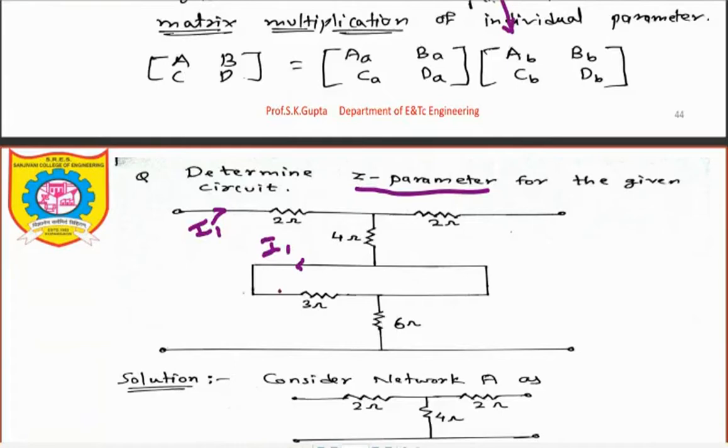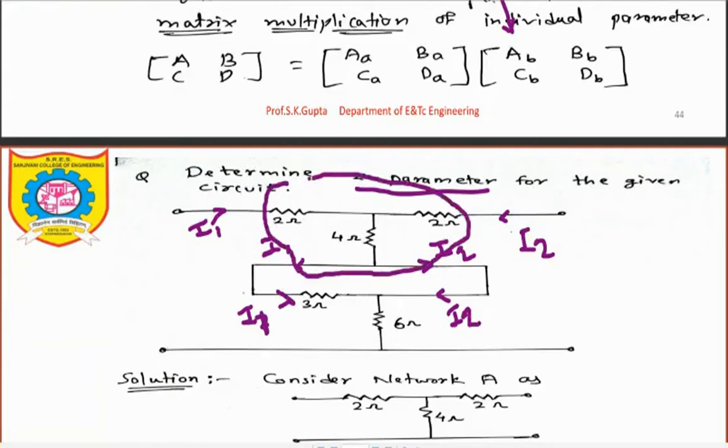And this current is given as an input current to the network 2. So here also current is I1 only. Similarly, here is current I2. Here current will be I2, and here also current will be I2. That means these two networks are connected in series. So this one is your network 1, network A, and this one is your network B.